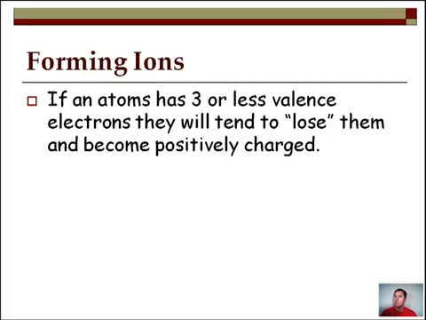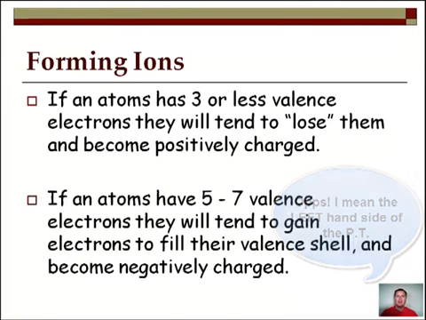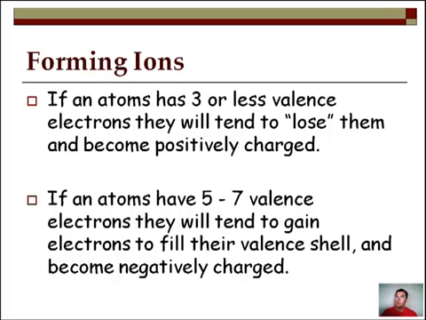Okay, so we're talking the right-hand side. These are our metals. So metals generally form positive. Okay, if an atom has 5 to 7 valence electrons, as on the right-hand side are nonmetals, they will tend to gain electrons to fill their valence shell and become negatively charged. They're gaining electrons. They're going to have more negatives than positives.